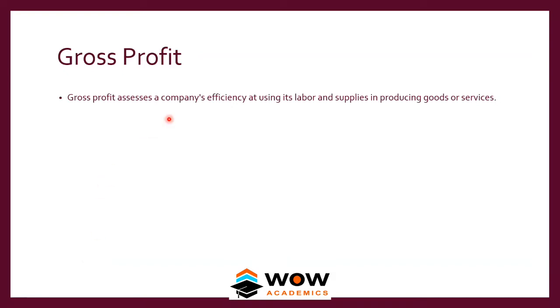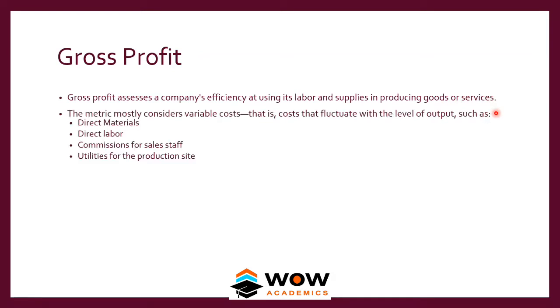Gross profit assesses a company's efficiency at using its labor and supplies in producing goods or services. So if you take the revenue of the business, from that you deduct your direct material. To produce the car, what is the material you used? What's the labor you used? What is the commission that you have paid to your sales staff? Utilities of production site. In the production site, what are the various other costs which are involved?